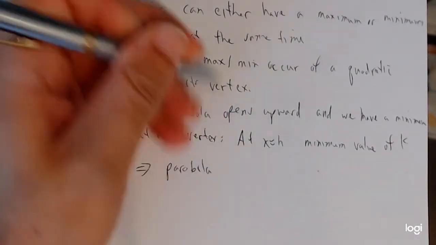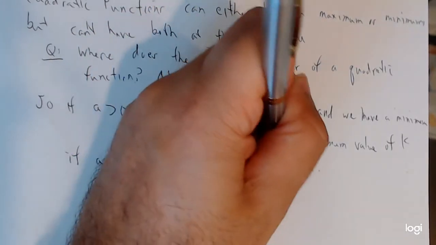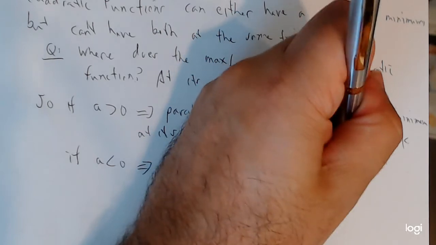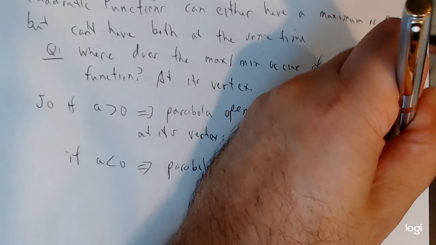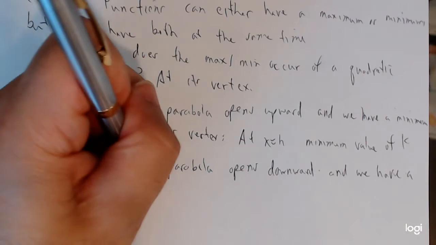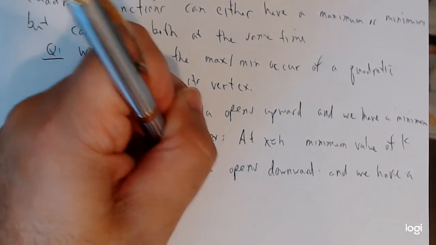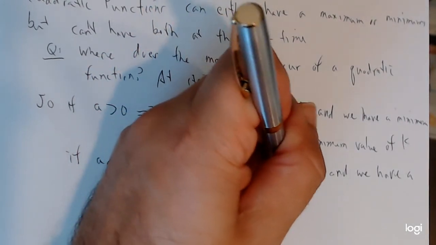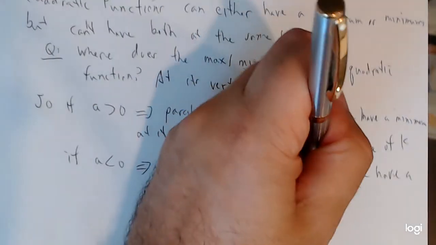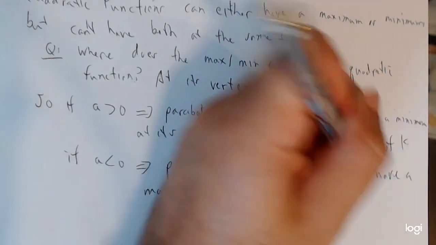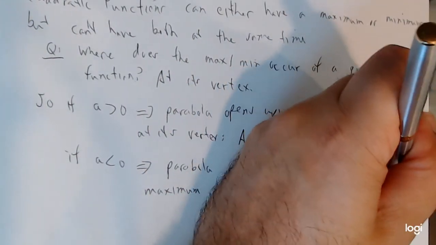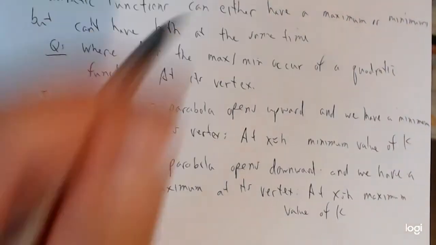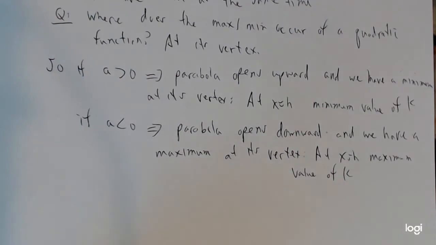The parabola opens downward, and we have a maximum at its vertex, which means the location is at x equals h, and our maximum value is still k. Okay, so our vertex is the most important part.